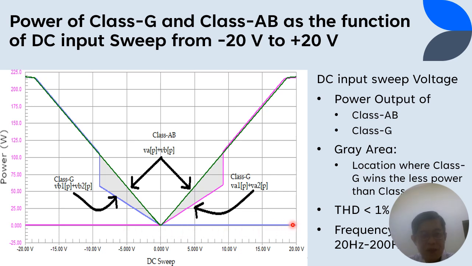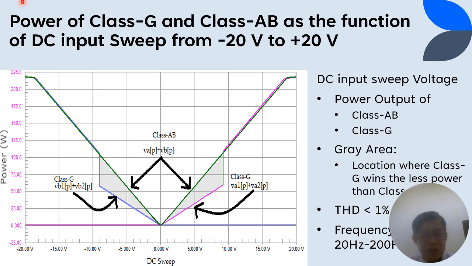it is shown that our proposed class G yields 43.8% higher efficiency than class AB, but only 10.4% more efficient than class AB.